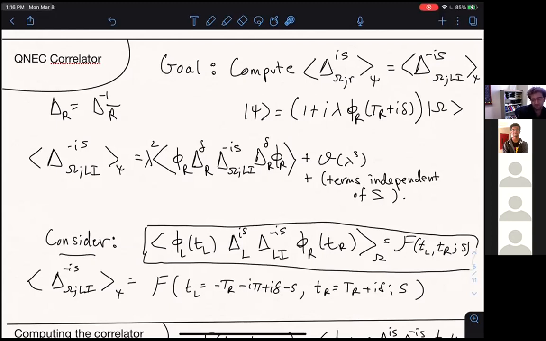But it won't be S independent because you have T left and T right. Yes, I just like to think in terms of S. Sorry, I shouldn't have tried to make this seem like I'm doing something deep here. This is just a rewriting that's helping me think about it. Okay, thank you.